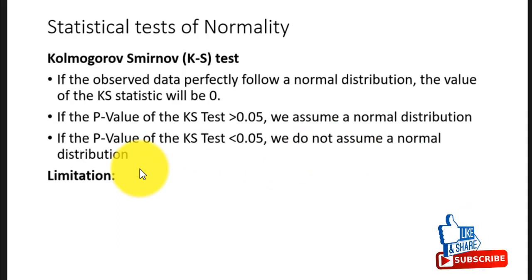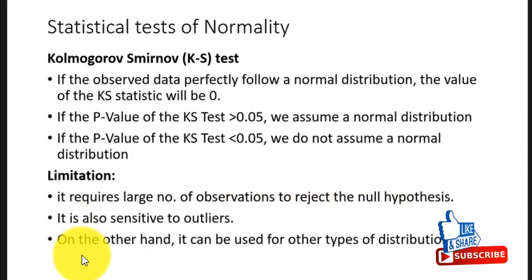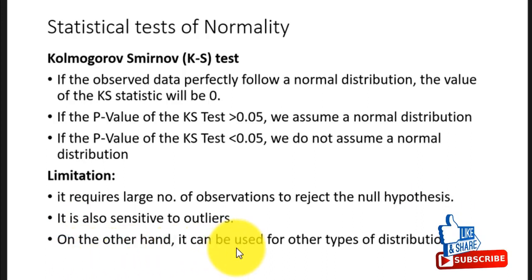This method of checking the normality has certain limitations. It requires a large number of observations to reject the null hypothesis. It is also sensitive to outliers. On the other hand, it can be used for other types of distributions as well.